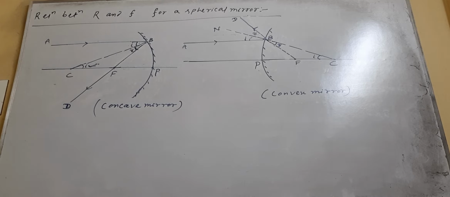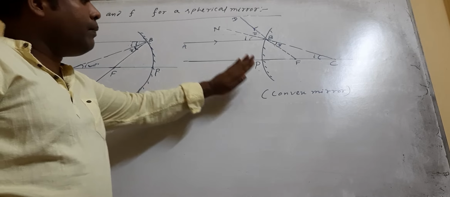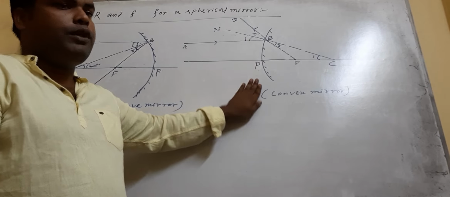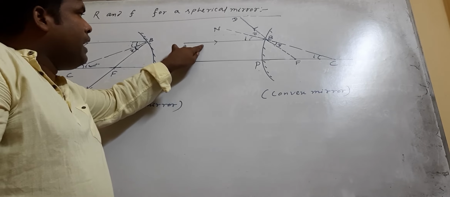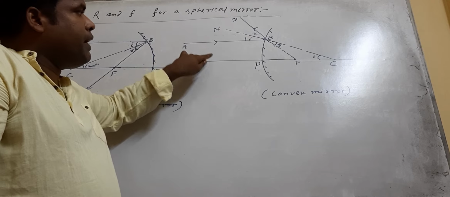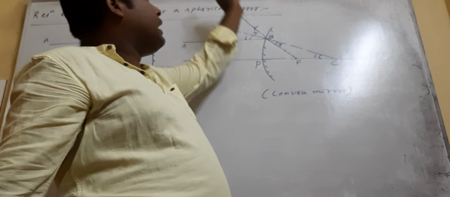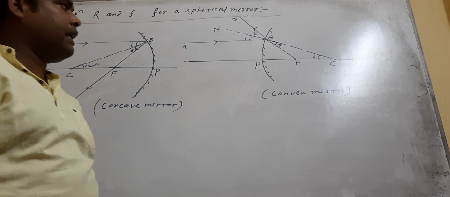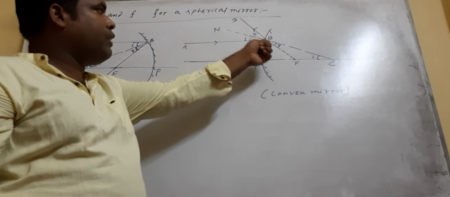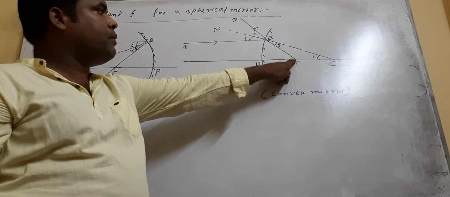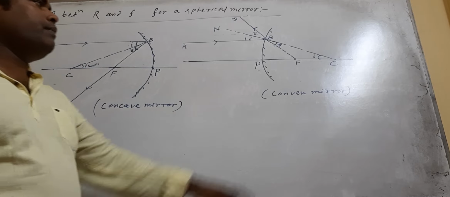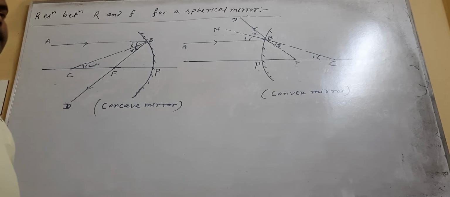It actually meets there. But here you see the convex mirror. It is a diverging mirror. So an incident ray parallel to the principal axis, after reflection, will diverge from the principal axis. When it is produced backward, it appears to diverge from the focus, a point on the principal axis. This is the definition of the focus.